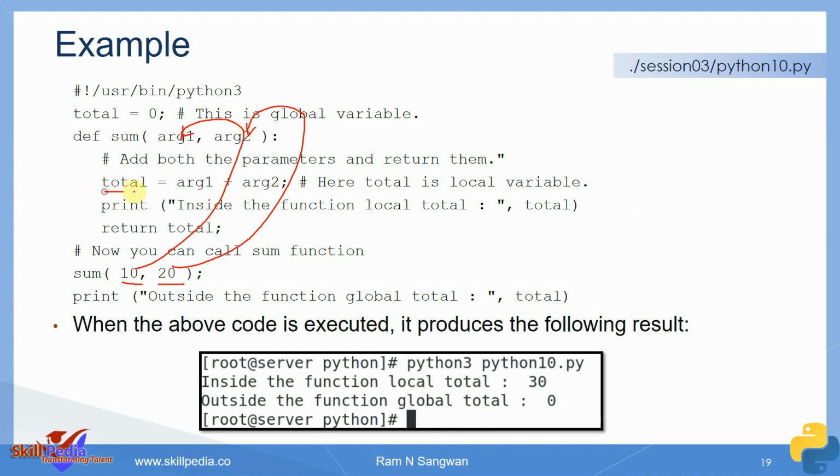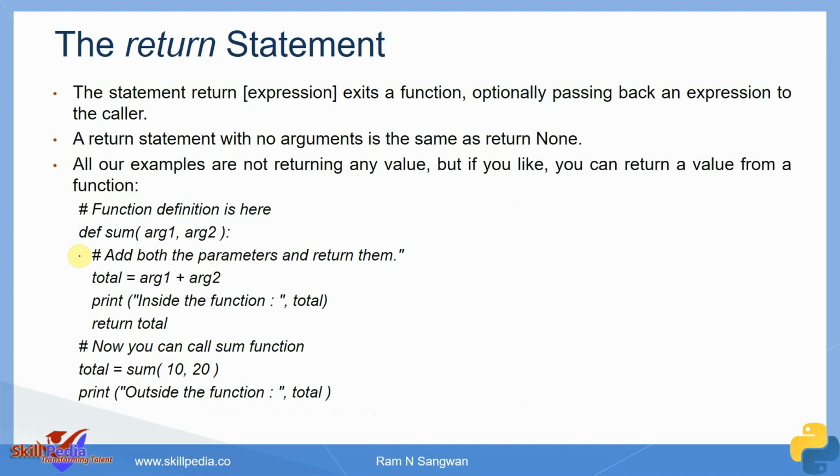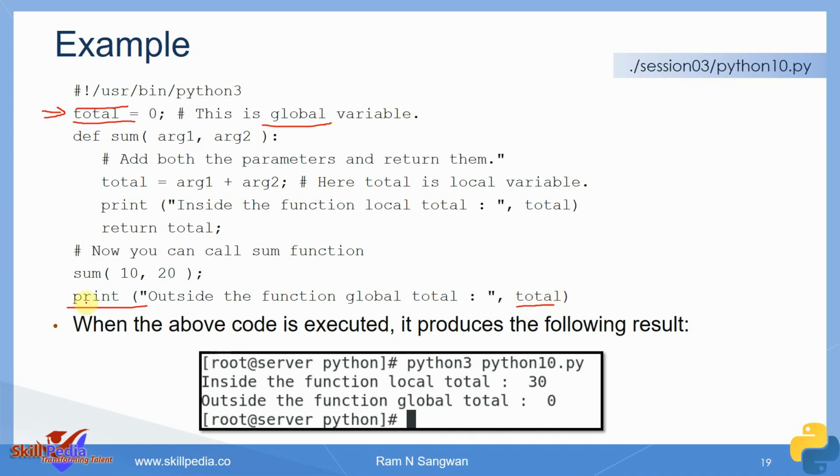So total, the local variable inside the function, is 10 plus 20, 30. So you are printing that value 30 here. So when you call this function sum, it will print this statement with value 30, which is coming out here. That is outside, to prove that this variable total is global and it is outside the function. And this will be printed because of this statement. So this statement is printed here.